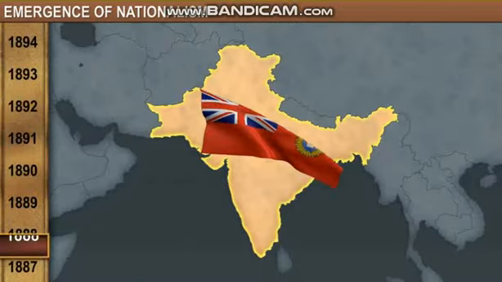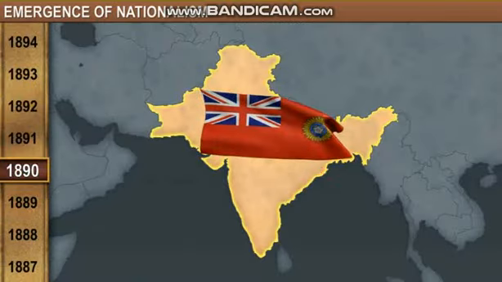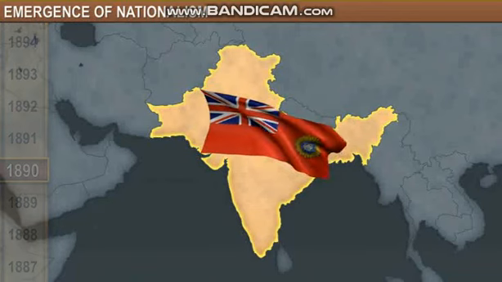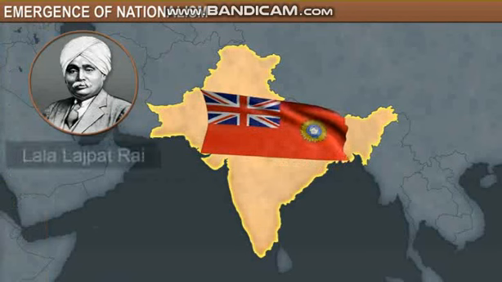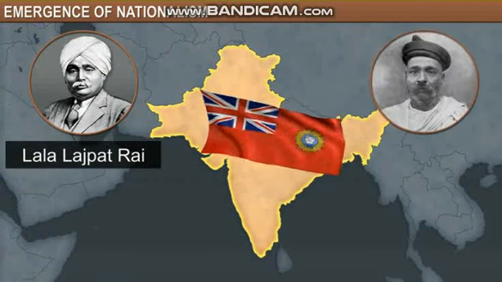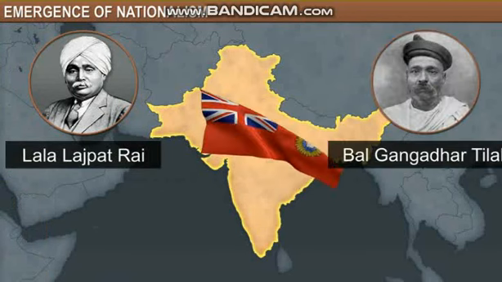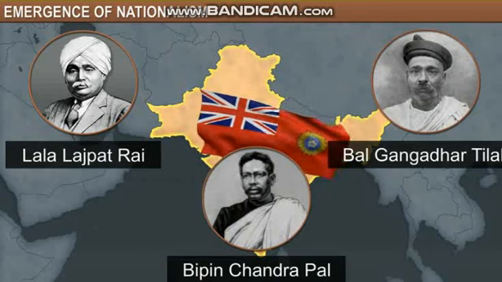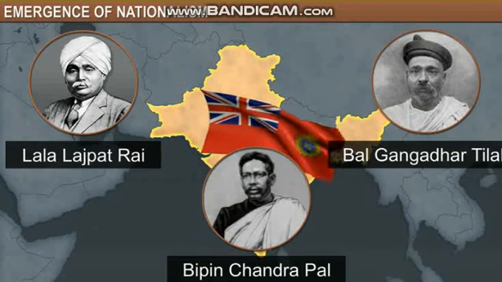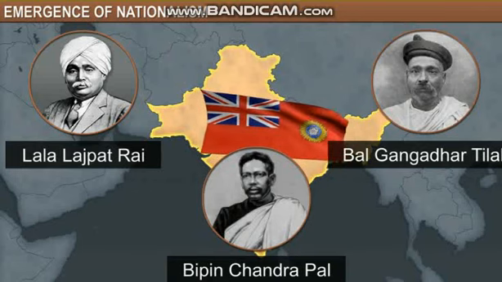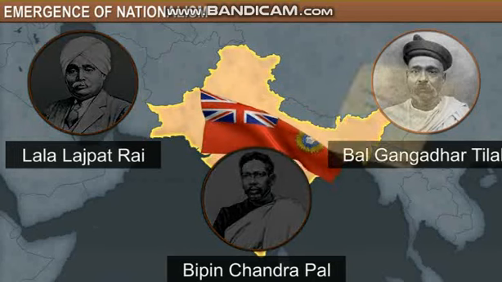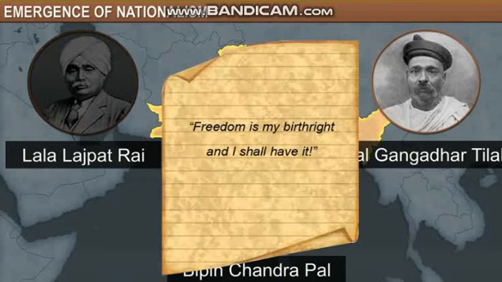However, by the 1890s, the moderate rationale of the Congress was questioned by many radically thinking Indians like Lala Lajpat Rai, Bal Gangadhar Tilak, and Bipin Chandra Pal. These leaders believed in self-reliance rather than waiting for the British government to understand the needs of the Indians. Tilak also raised the famous slogan, "Freedom is my birthright, and I shall have it."